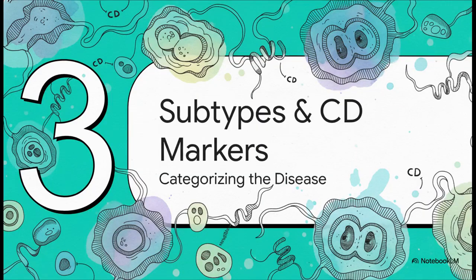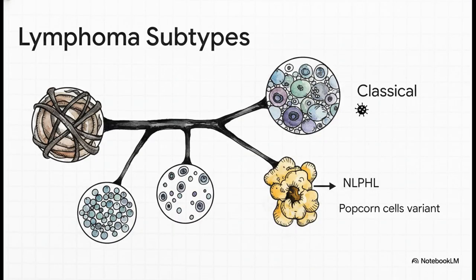Section 3. Subtypes and CD markers, categorizing the disease. So Hodgkin lymphoma is divided into two main categories. The vast majority, like 95%, is classical Hodgkin lymphoma. Within this classical group, nodular sclerosis is by far the most common subtype you're going to encounter. We also have mixed cellularity, which is super testable because of its strong association with the Epstein-Barr virus, or EBV. Then there are the lymphocyte-rich and lymphocyte-depleted subtypes. It's also really vital to remember that an HIV infection increases the overall risk for developing these.